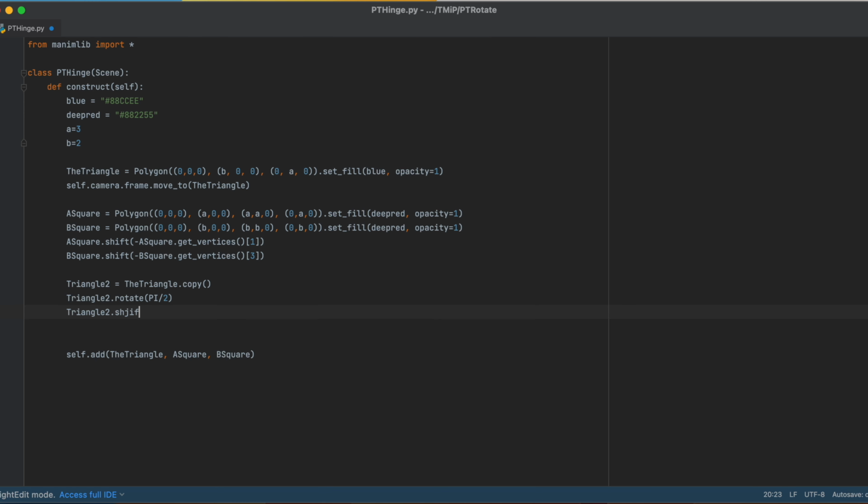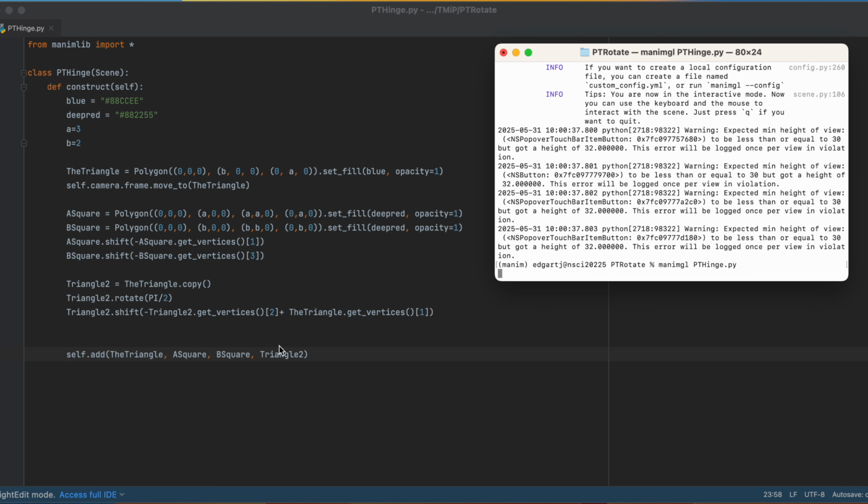So I need to shift. What I need to do is shift the top vertex, which is the second vertex of triangle 2. So I need to shift that to the origin. Triangle 2 dot shift, dot get vertices. And that was the second vertex. And I want to shift it, so I'm going to add it to the triangle get vertices, and I'm going to shift it to the first one. So we'll see what that looks like.